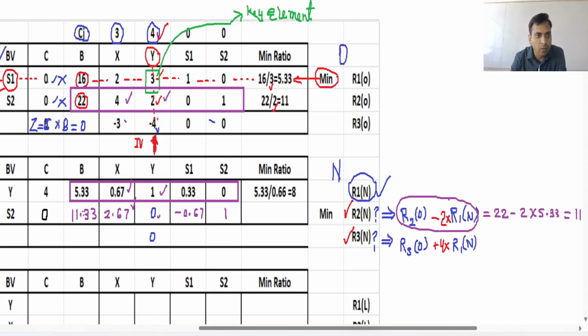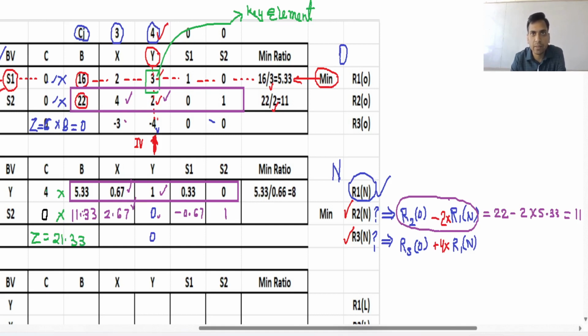Now we need to calculate Z. The value of Z is this into this, 4 into 5.33 plus 0 into 11.33. So you will see this value is 21.33.